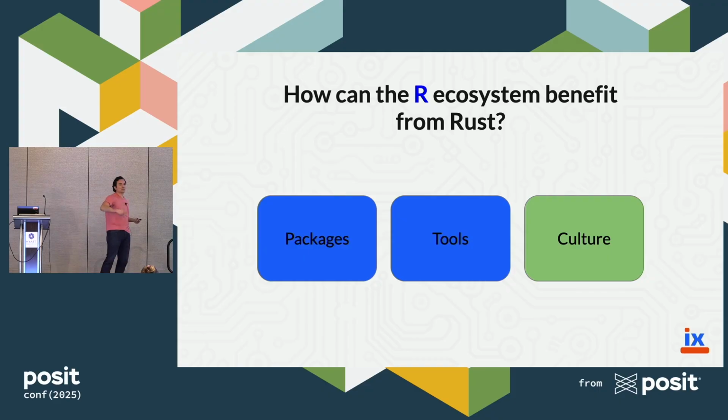So that's what tooling is. That's what Rust is enabling with tooling. So now let's move on to culture. Culture is a little bit more abstract. Tools are quite concrete: I can install Rig, I can install Air, I can install Arc, or whatever. For packages, it's the same. I can write better, faster packages.